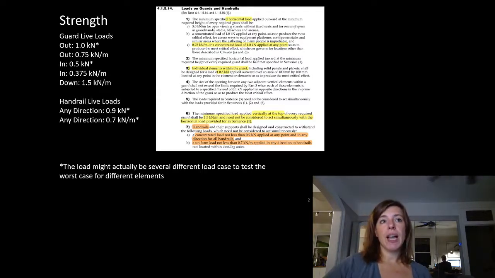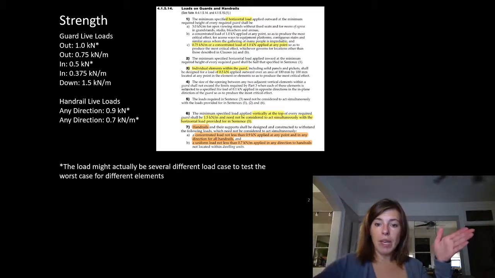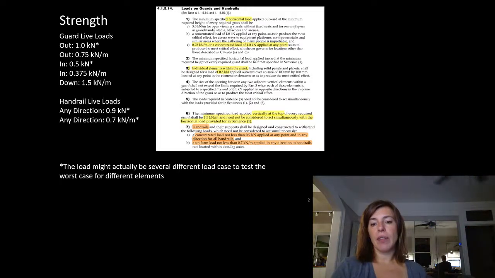We also have to check outwards a 0.75 kilonewtons per meter. So every meter of it is seeing 0.75 kilonewtons, but we do that along the entire guardrail simultaneously. This is basically saying you have a bunch of people pushing on the guardrail at once, but they're not all pushing at their worst maximum effort.